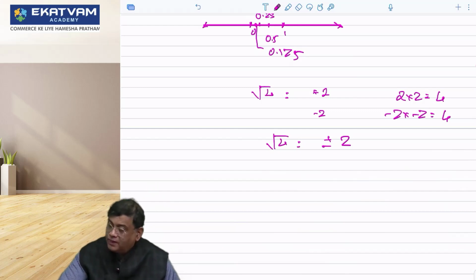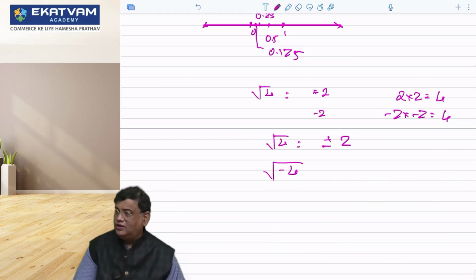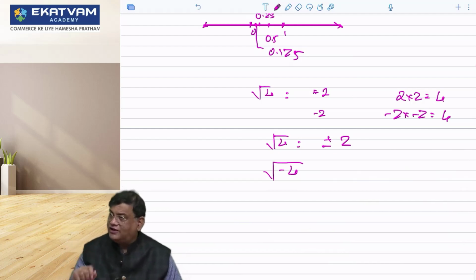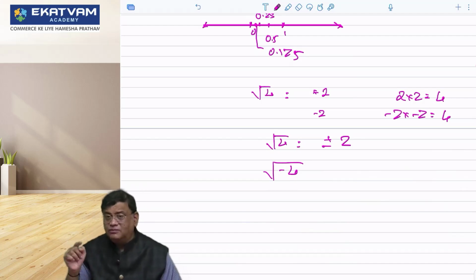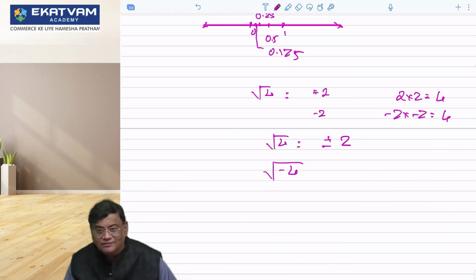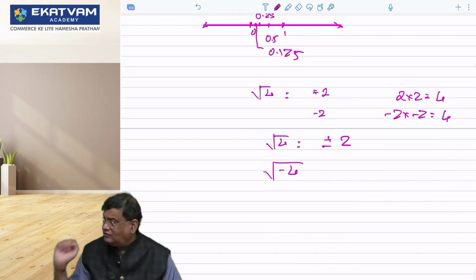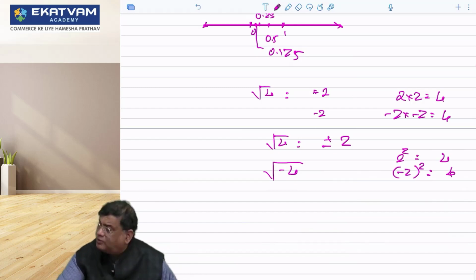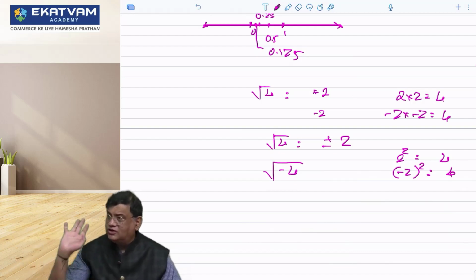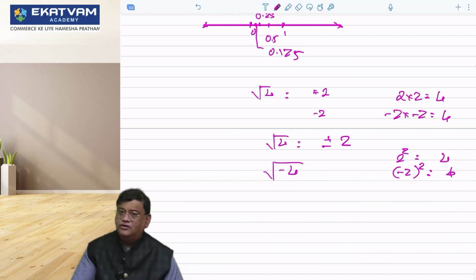But if I ask you what is root of minus 4, in 10th standard you used to call it invalid, because there is no number whose square is negative. Square is always positive. If you square 2 it is positive 4, if you square minus 2 it is also positive 4. There is no number whose square is negative. Such a number does not exist in the world.